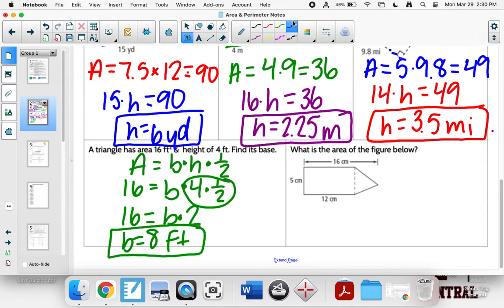You'll notice we have two shapes going on. The first one is a rectangle. How do I find the area of that? 5 times 12. Yeah, 5 times 12. What's 5 times 12? 60. So I know that that rectangle takes up 60. And then the other shape that I have is a triangle.